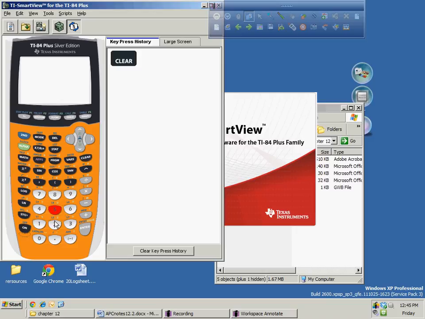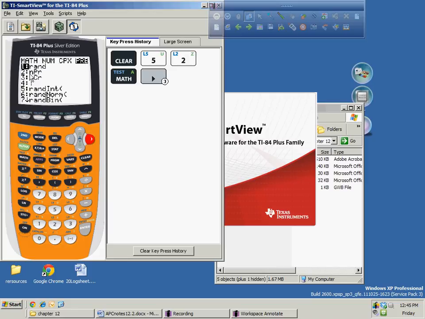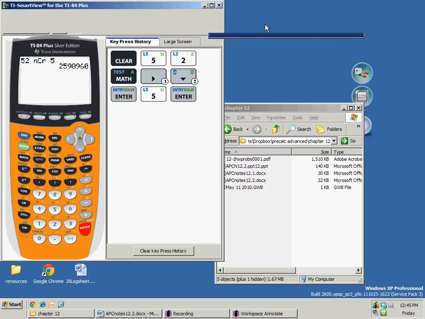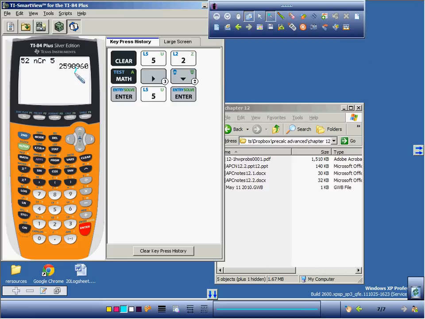It's just 52, then you go to math, and then you go over here to PRB. If you want the permutation, that's there. If you want the combination, you go there. First I type in 52, then I go to that button, and then I hit 5. And so what I get for how many different card hands you could have in a game of 5-card poker is 2,598,960 different combinations.